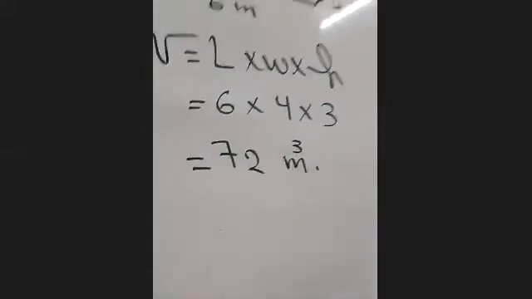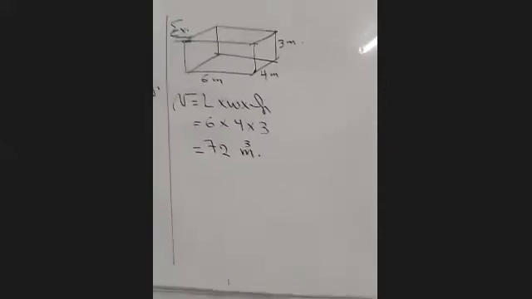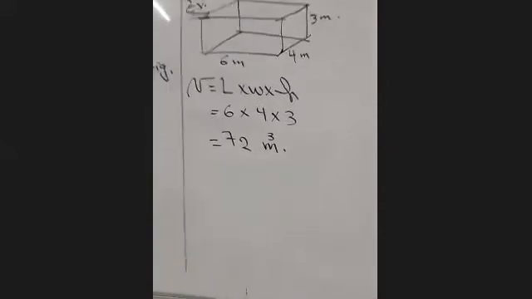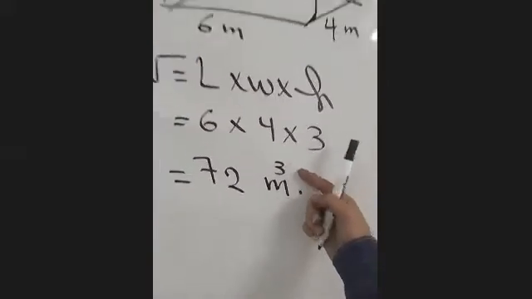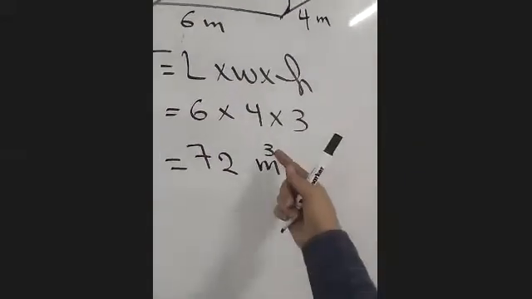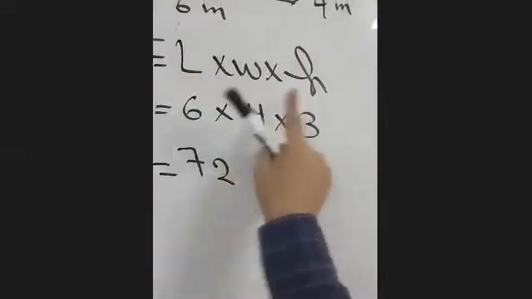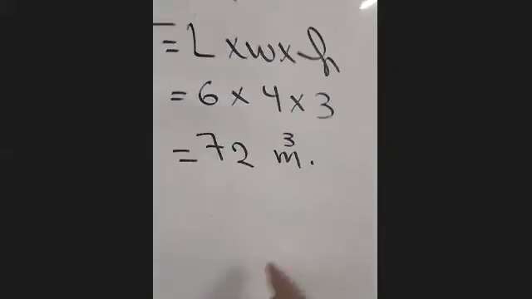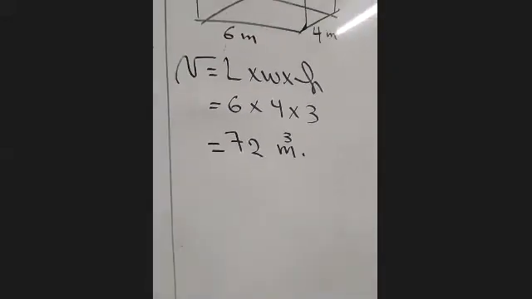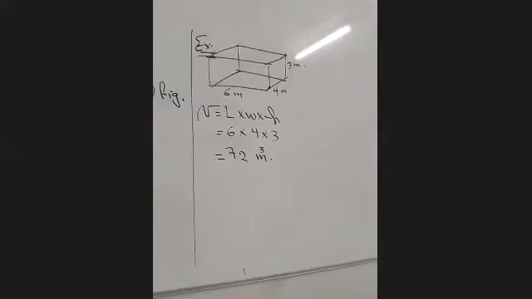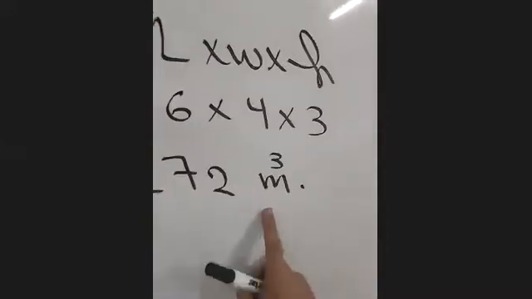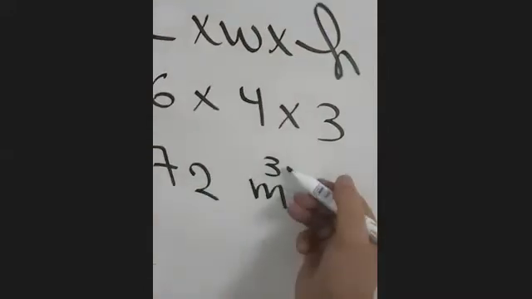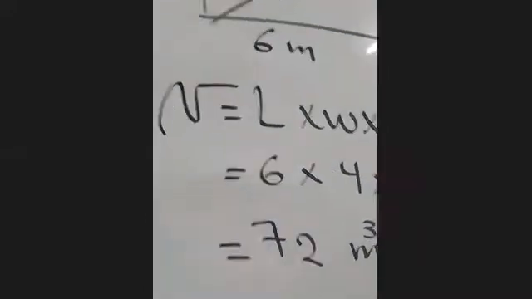cubic, power 3. Power 2 means you are finding area. Power 3 means you are finding volume. Why power 3? Because I use 3 dimensions. In the area, we used length by width, base by height, so 2 dimensions. So we put power 2 always, but here, m power 3. Power 3 means you are finding volume.